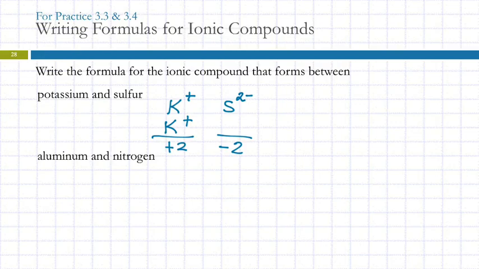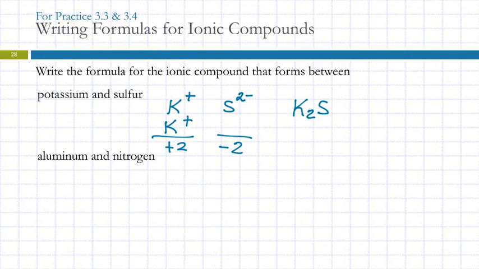So then I write the metal first, followed by a subscript indicating how many. And then the nonmetal, if needed, a subscript to say how many of those. So K2S is the formula for the ionic compound that forms between potassium and sulfur. Any questions?